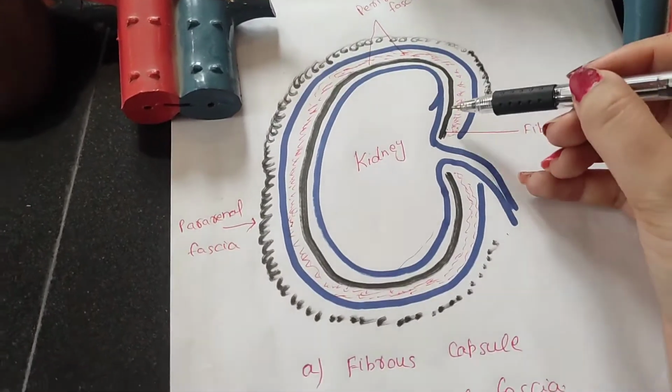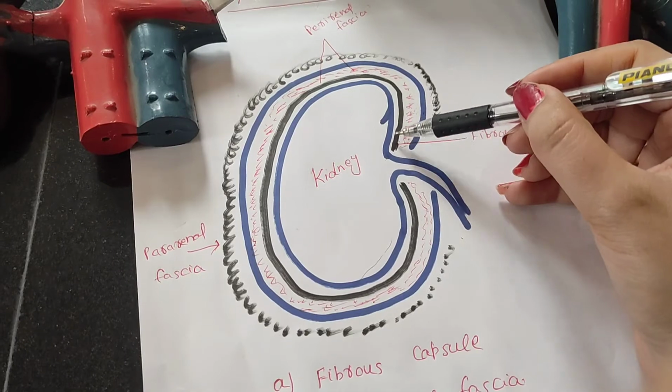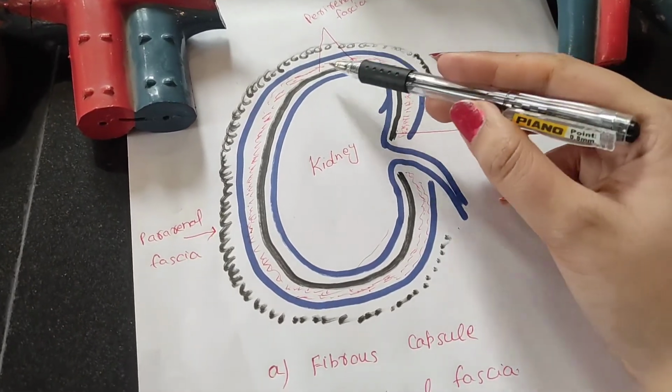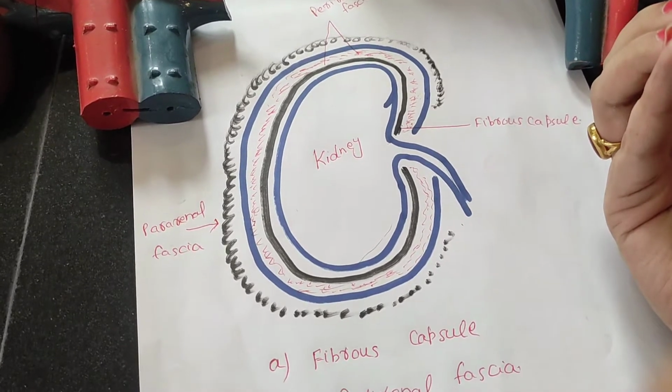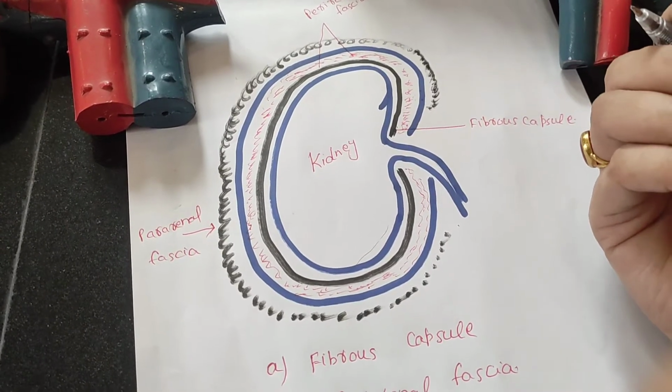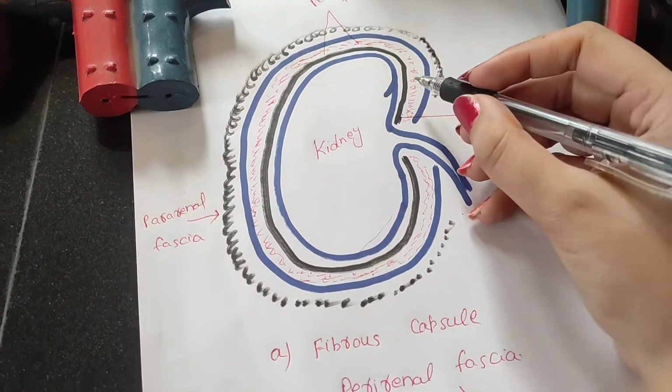First we are going to study the detail of the fibrous capsule. As the name shows, it's a fibrous capsule, so it is adherent to the kidney, but it is such a thin layer that if you remember dates, the seed of a date has a thin layer over it.